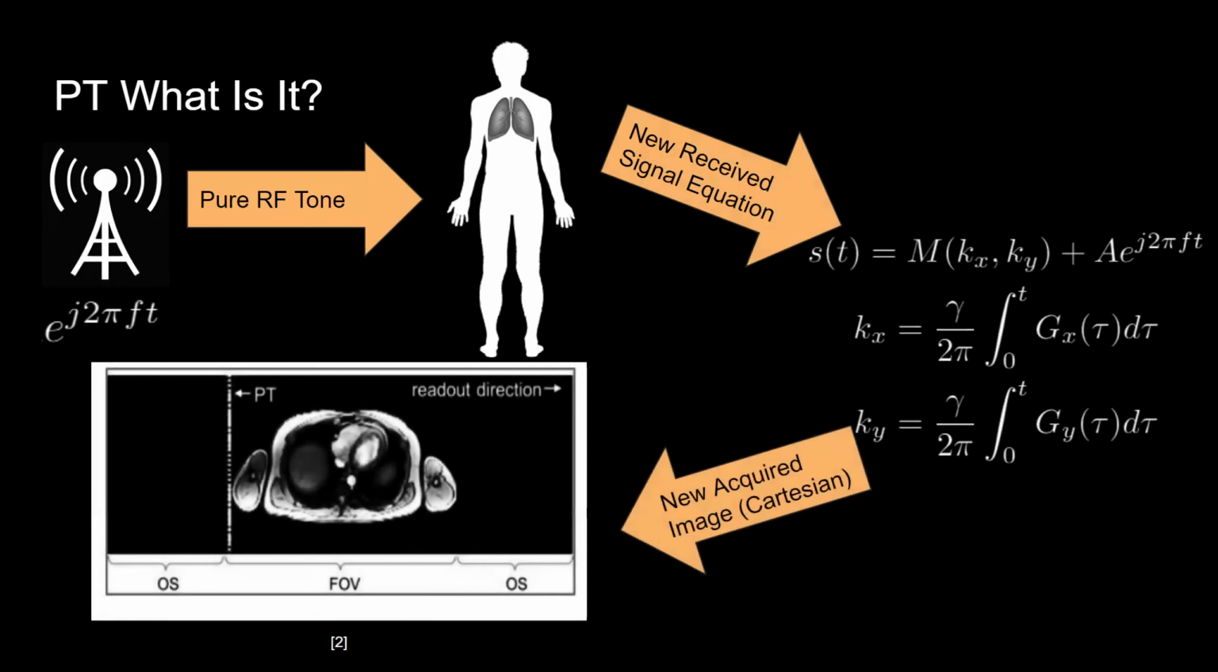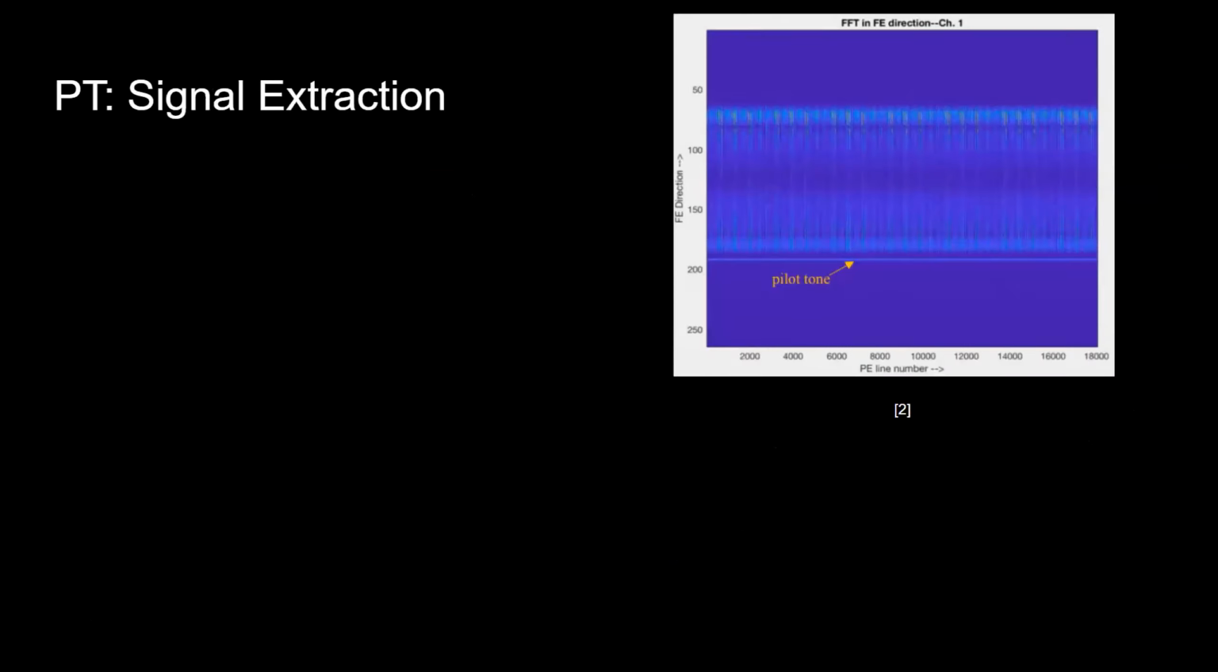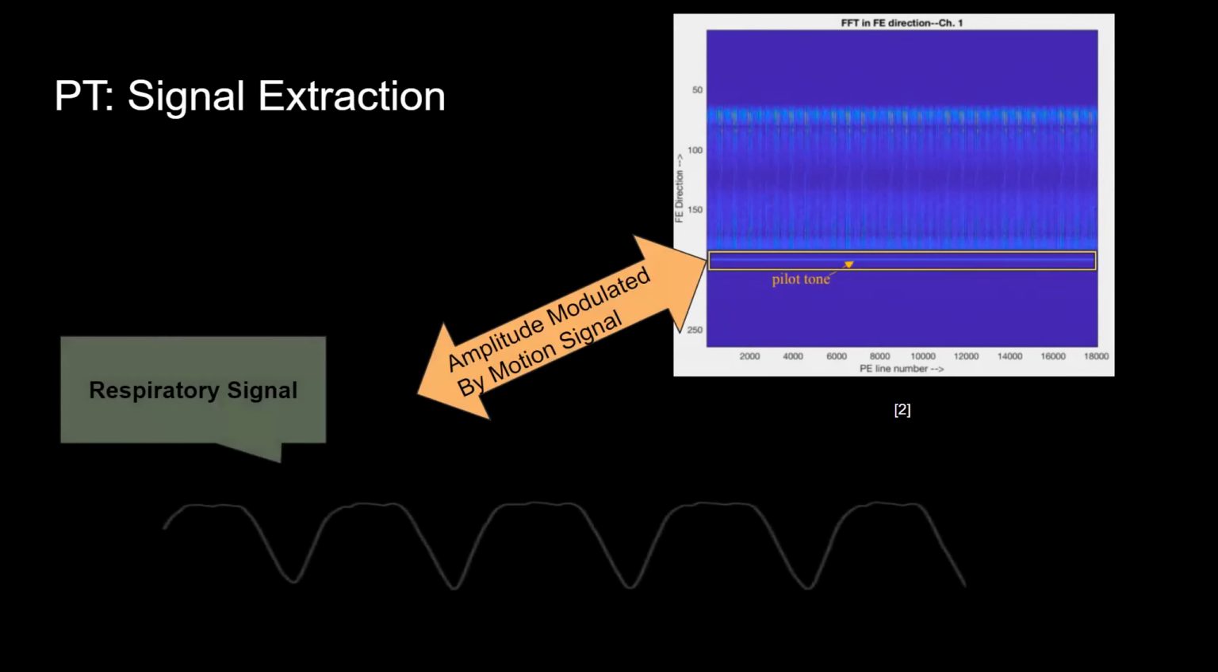In a Cartesian acquisition, this is going to lead to a zipper artifact, which doesn't look very advantageous until we tell you that this pilot tone strength is actually modulated by the breathing signal, right? So when we acquire this pilot tone, it's going to give us an indication of the breathing signal. More specifically, we can take our k-space and take a Fourier transform along the readout direction. We get a constant frequency pilot tone, right? And its amplitude will actually be modulated by the respiratory signal. And that's how we could extract the respiratory signal using a pilot tone.